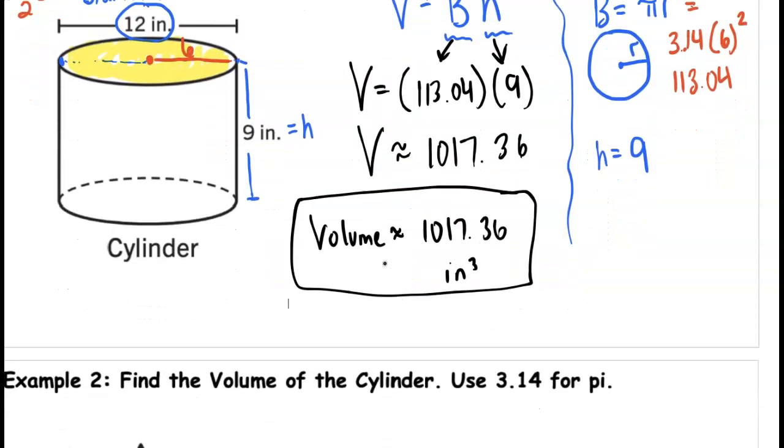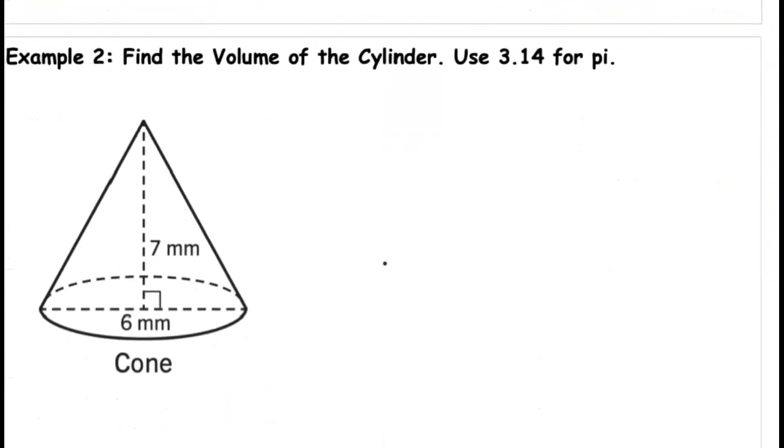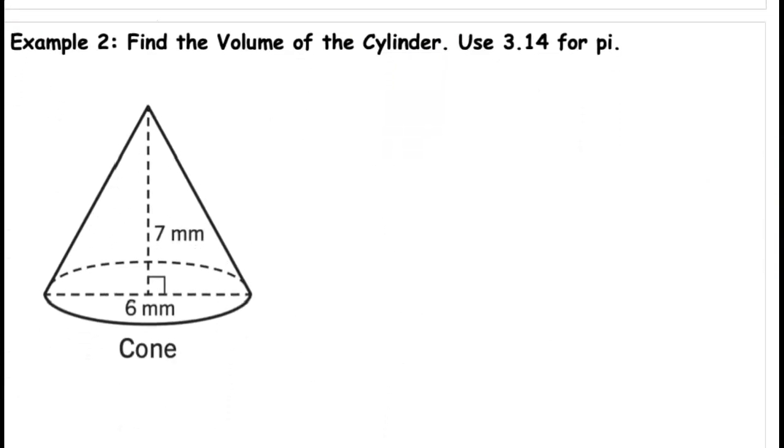Let's go ahead and move on to the next one. Find the volume of the cylinder. Now remember, the formula for the cylinder does go like this. Volume is equal to 1/3 area of the base times the height. So once again, I need to go ahead and find those two values right there. Let's go ahead and take a look at our diagram.